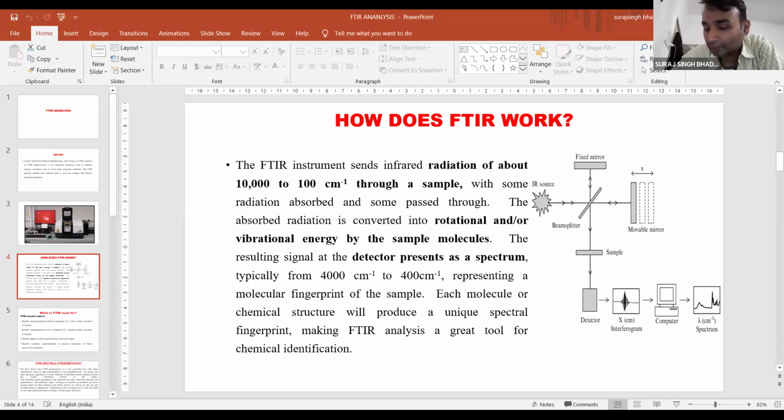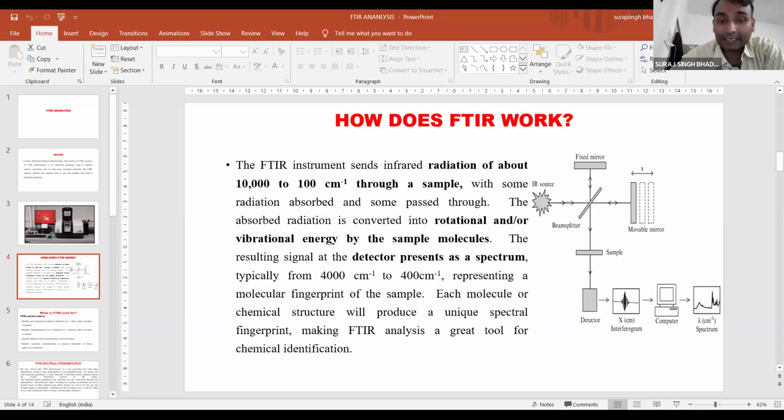Which type of functional groups? They determine functional groups like carbon, nitrogen, and hydrogen, the alcoholic group, the aldehyde group. All these functional groups are determined by this type of spectroscopy. It is very commonly used for any type of analytical procedure.